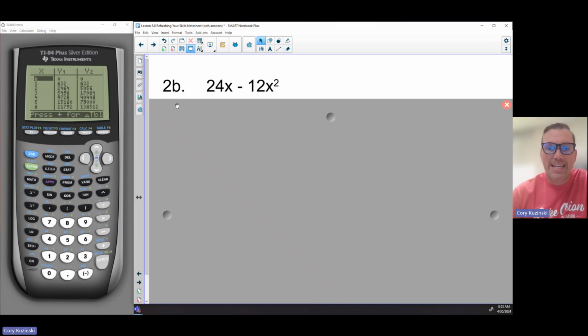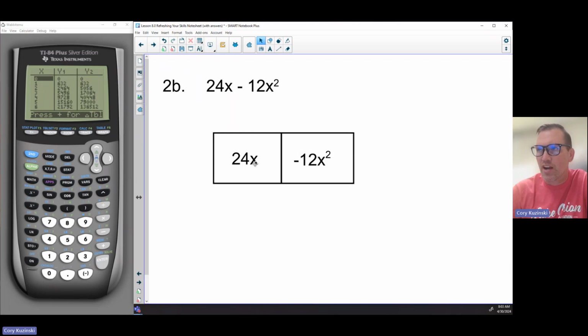Okay, this one is in expanded form, and we're going to write it in factored form. So we've got the area of the rectangle. We just need to figure out what the dimensions of the rectangle are. So the area is 24x minus 12x squared. We've got to figure out the length and width of this rectangle to be able to write it in factored form. All right, well, let's think greatest common factor. What's the greatest common factor of 24 and negative 12?